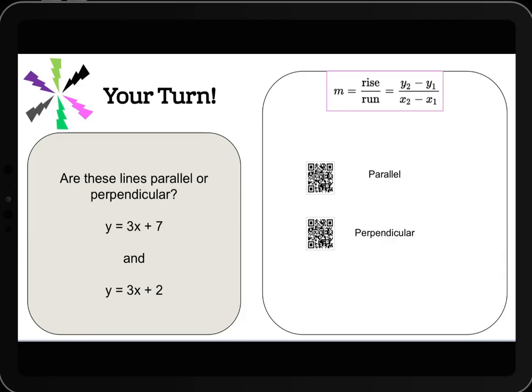So now you can identify with these two equations whether or not they're parallel or perpendicular. In this case, we would say that they're parallel because they're both written in slope-intercept form and they both have the exact same slope. So as a result, they're parallel.